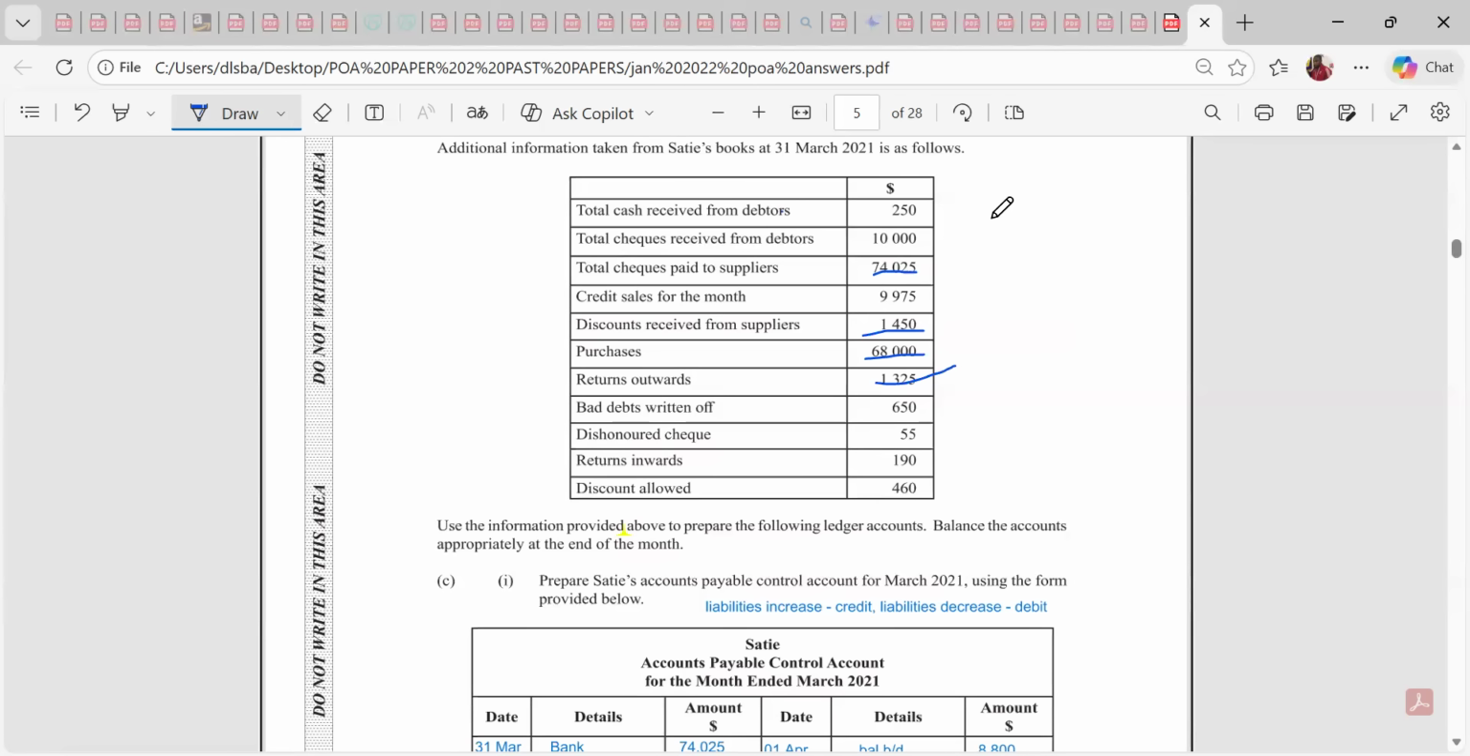Cash and checks received from debtors. If they're paying us what they owe us, do they owe us more or less? Less. Correct. So it goes on the credit side.